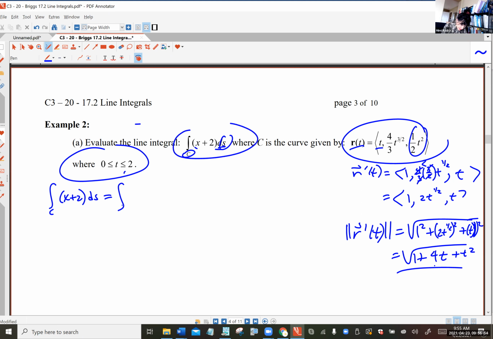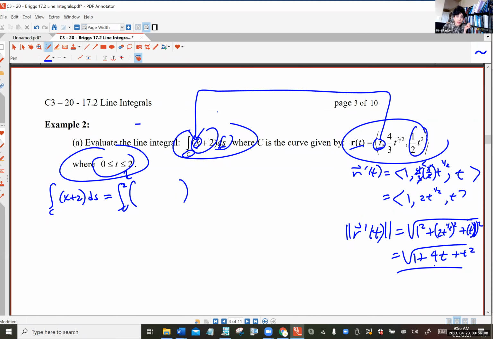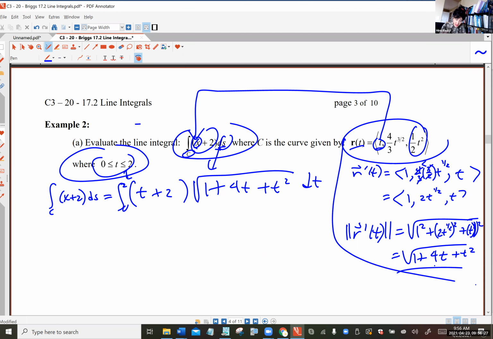So over here, they're giving me the time, 0 to 2. This density function, you're going to replace x with what? The x component that you steal off of the vector valued function. In this case, it's just t, but it could have been something worse. So t plus 2. And then this arc length element, the square root of 1 plus 4t plus t squared dt. Now, is this even integrable? This is a hot mess, and it looks like it wouldn't be. But the good news is this one is.